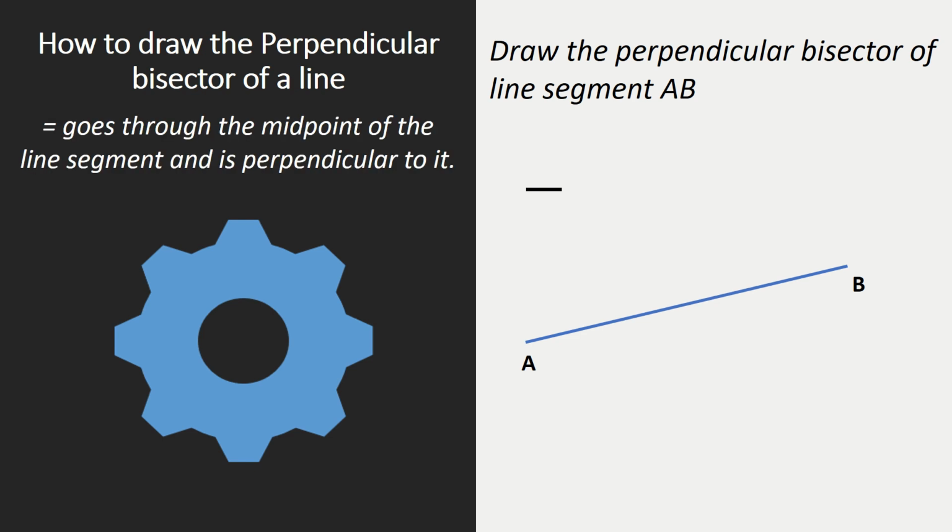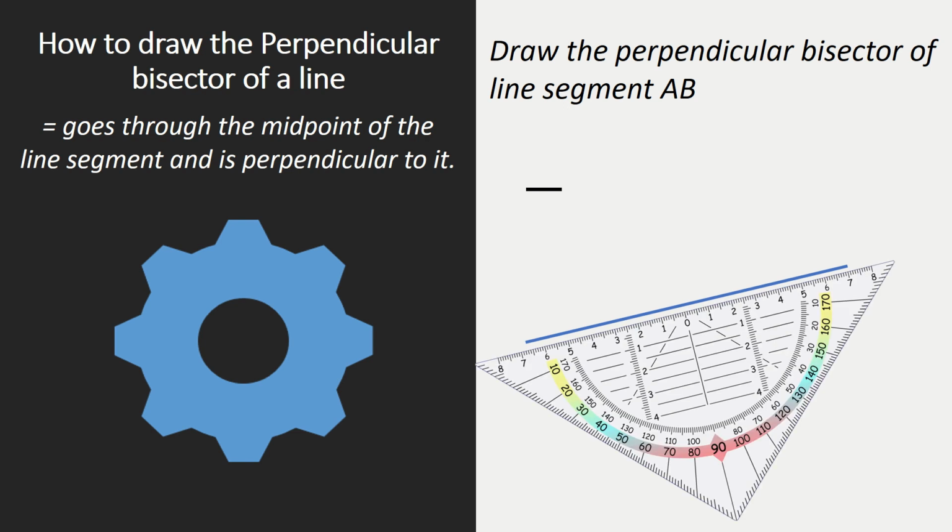The perpendicular bisector goes through the midpoint of the line segment and it is perpendicular to it. So it means that it divides a line in two equal pieces. So if we have to draw the perpendicular bisector of line segment AB, we first need to measure the middle. As you can see, the line is 14 centimeters long. So the middle is 7. So make a little mark for yourself that you know what the middle is. So I made it in orange.